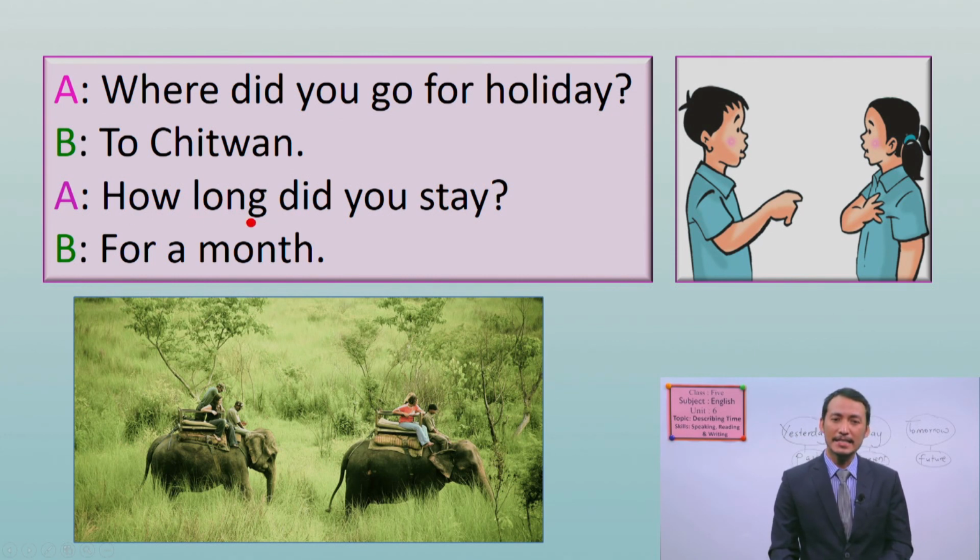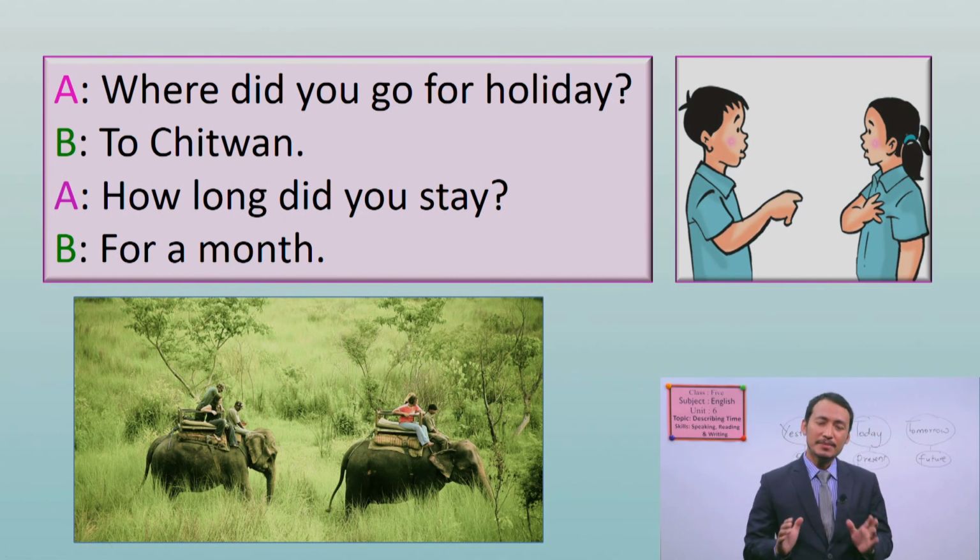You can ask like this again. How long did you stay? And you can answer for a month, for a week, for a year, okay, for a day. You can answer like this. For means about that period here. Okay, a month means 1 month. Okay, are you clear, students?